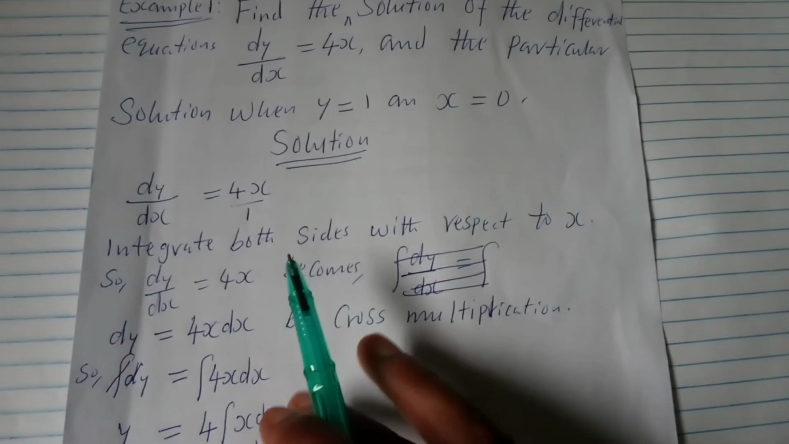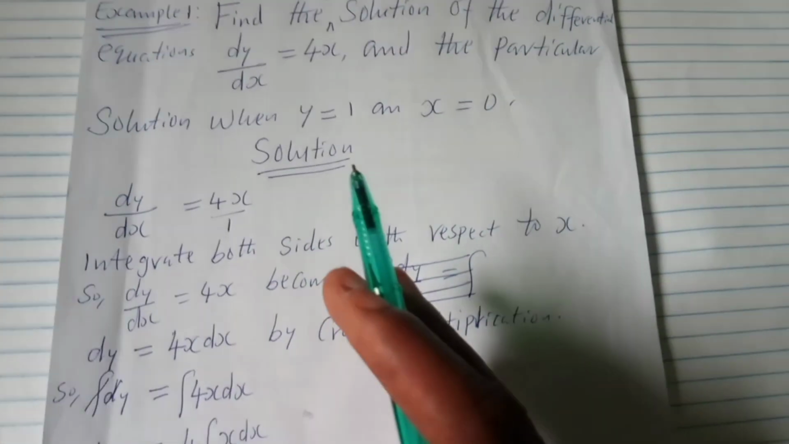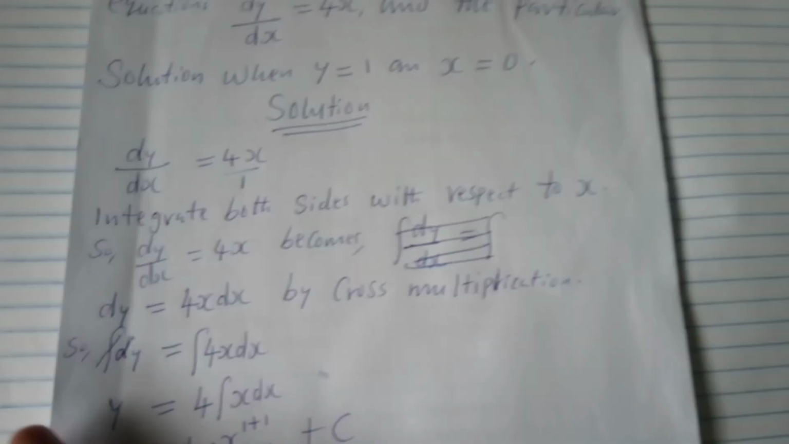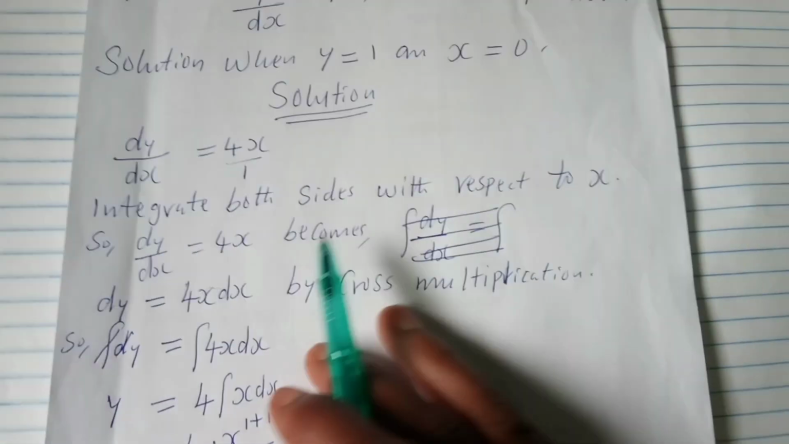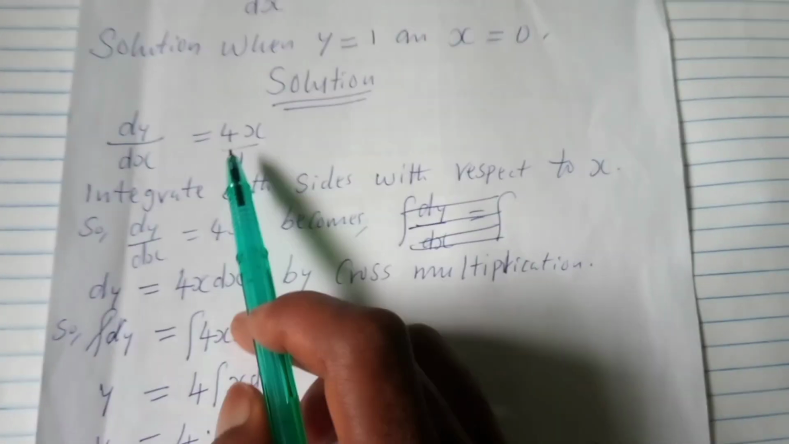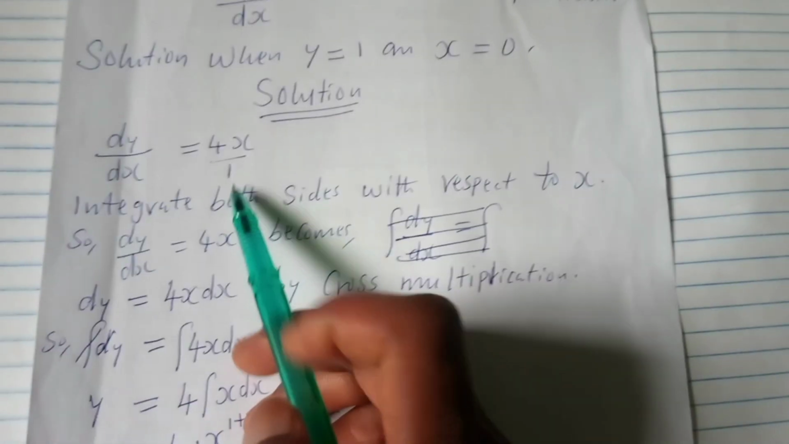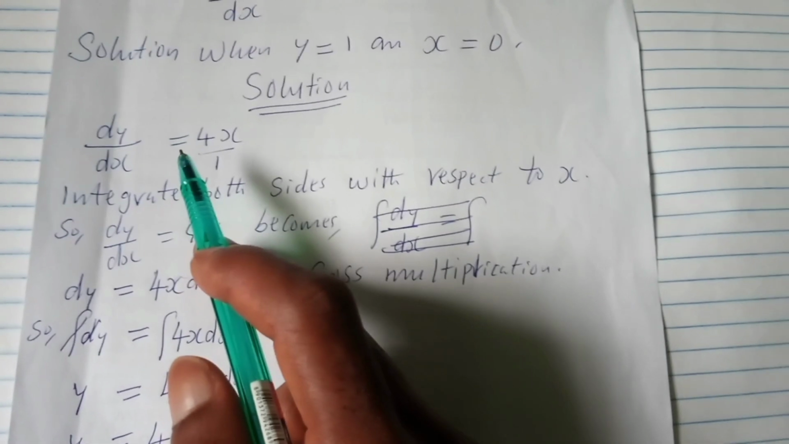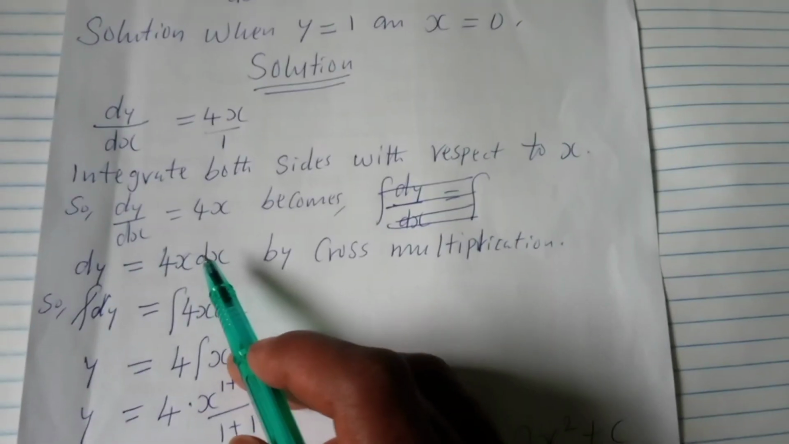In this case, before we find the solution to the differential equation, you must make every value that y is attached to be on the left hand side, and every value that x is attached to be on the right hand side. That is why we cross multiply. When we cross multiply, 1 times dy is going to give us what? dy. Then 4x times dx is going to give us 4x dx.